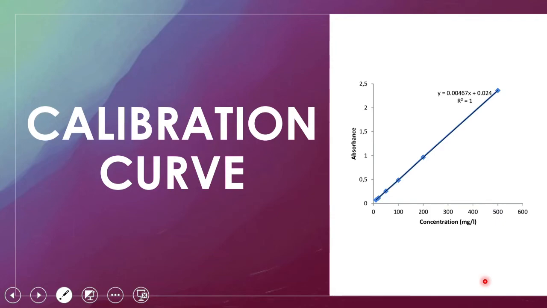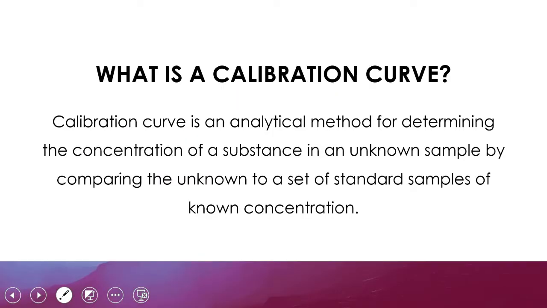In today's video, we are going to study the calibration curve. So you start by looking at what a calibration curve is. A calibration curve is an analytical method for determining the concentration of a substance in an unknown sample by comparing the unknown to a set of standard samples of known concentrations.